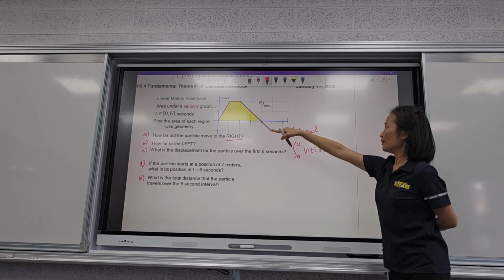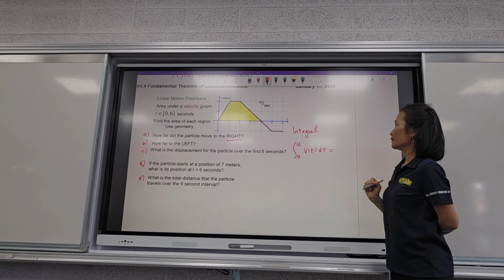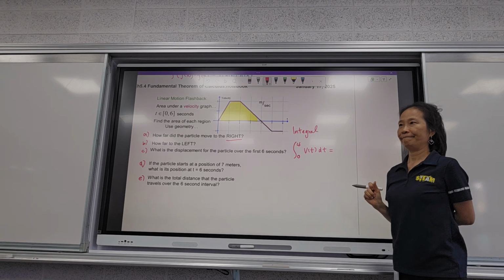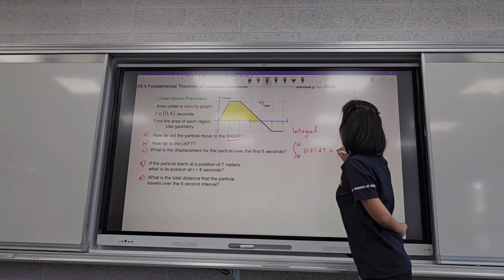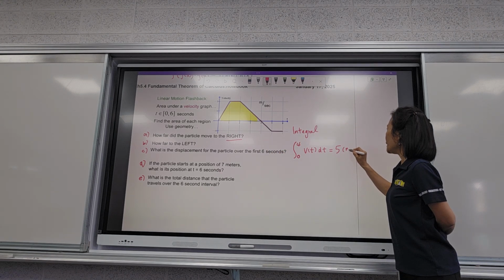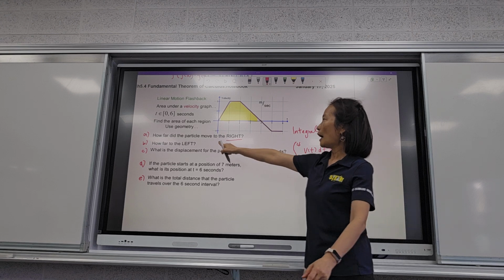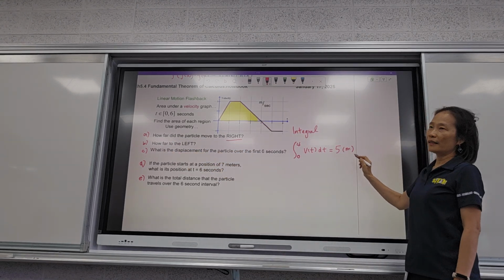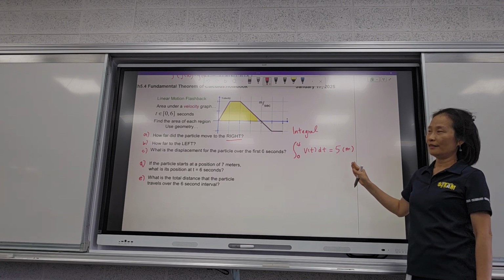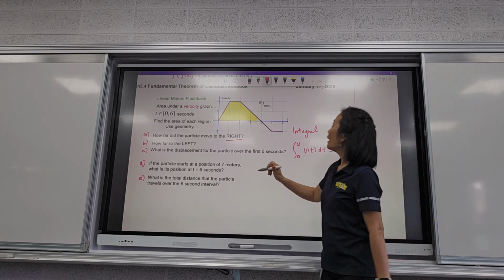And can you calculate the area? How much is that? 5. Okay, 5 meters. You have to answer with a complete sentence: the particle moved to the right 5 meters. Answer in a complete sentence.